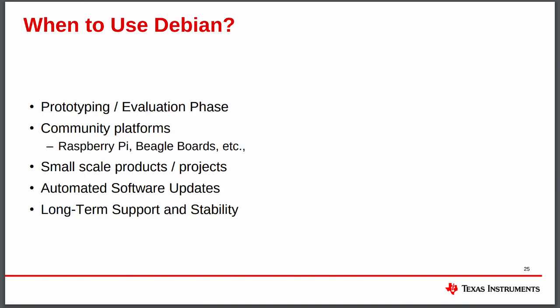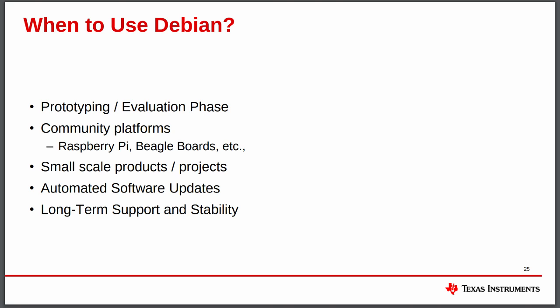So, when to use Debian? Debian is mostly useful for prototyping and evaluation. For example, when I was trying Qt 6 for the first time on TI platforms, it's hard in Yocto. Figuring out the dependencies and other stuff is a lot of work. I almost struggled for a month to get it working on Yocto, but with Debian, it's just a simple apt install of all the Qt 6 packages, and I'm good to go with the application development itself.